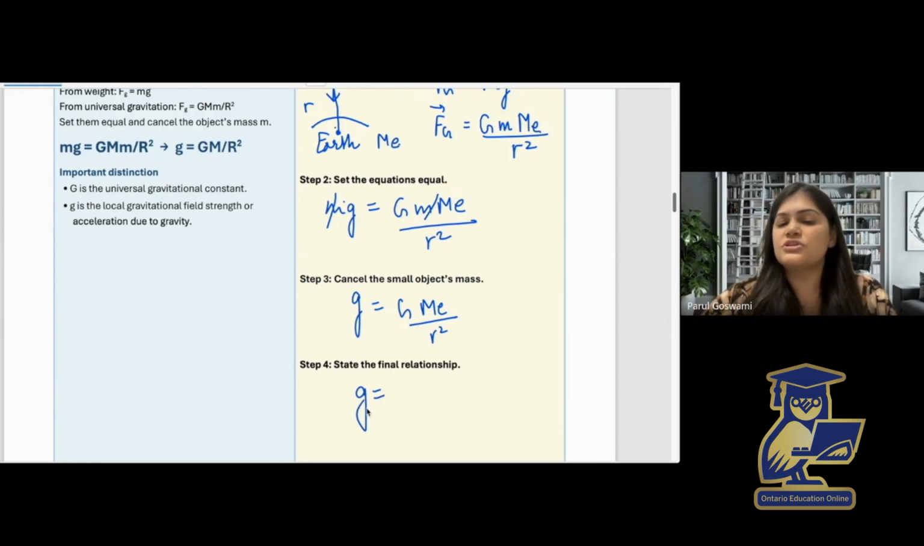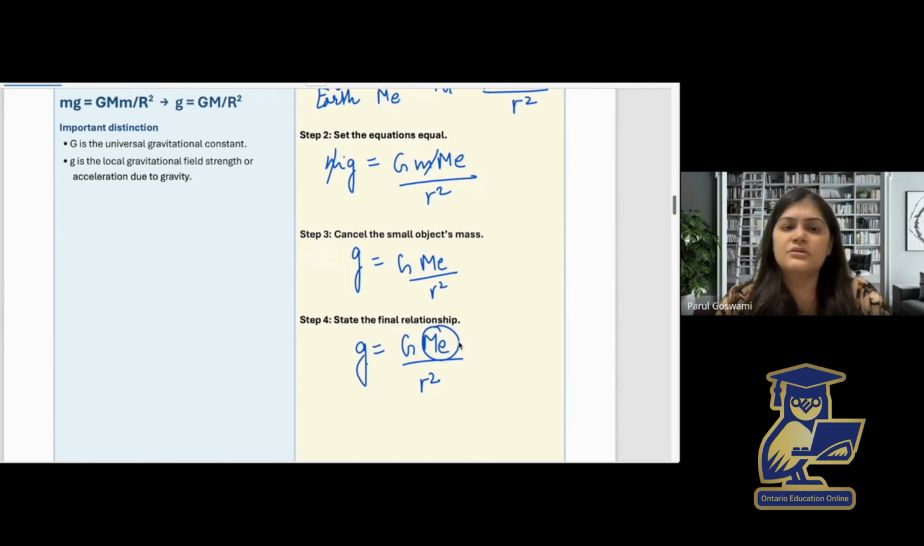So small g, or acceleration due to gravity, equals universal gravitational constant times mass of Earth over r square. Now we have taken mass of Earth here. We can take any planet, so it would become mass of that planet, and r is the distance between the object and the center of that particular planet. So this is the relation.